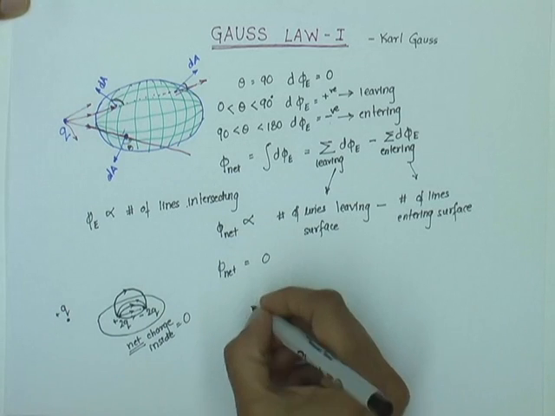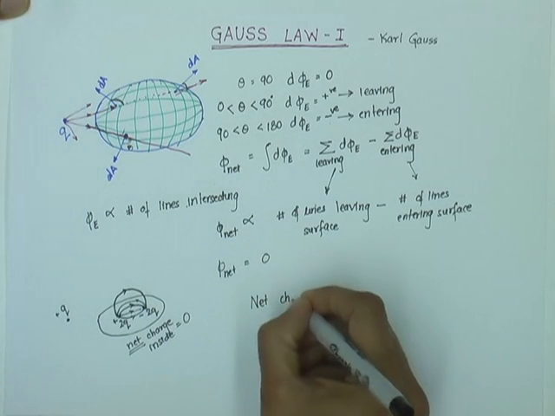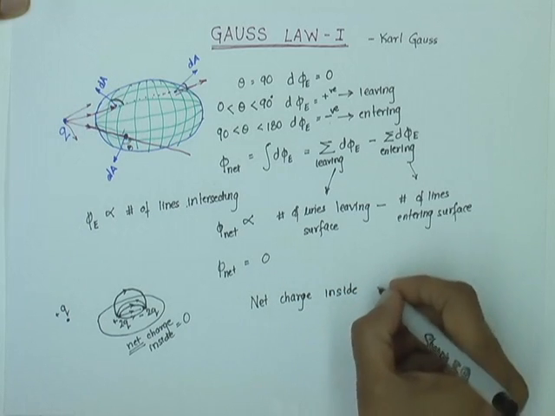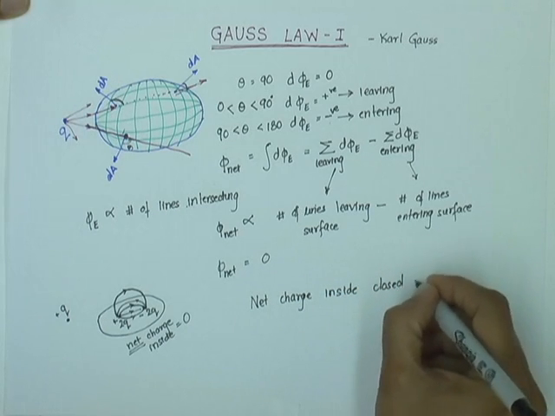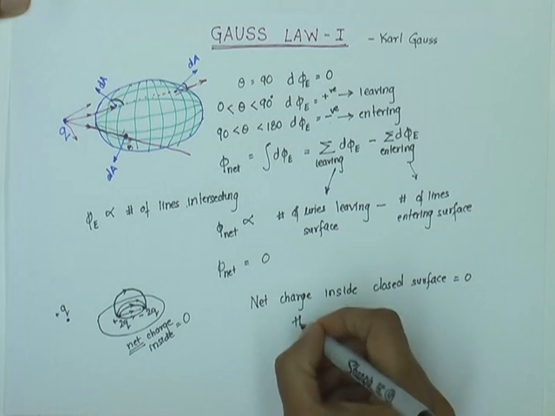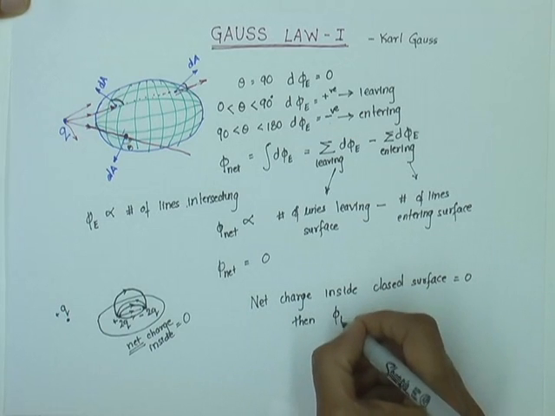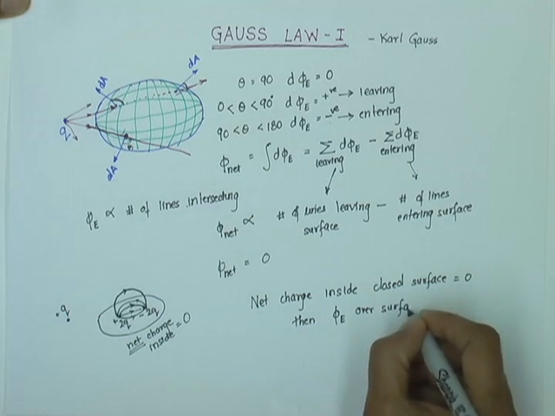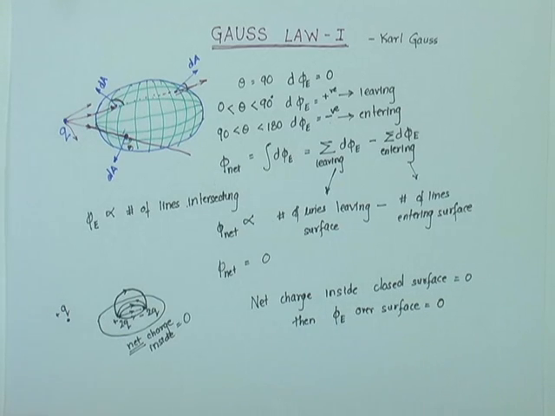And so what we just proved is that if the net charge inside a closed surface is 0, the phi E over the surface is also equal to 0. Closed is important, net is important. This is one part of the Gauss law. The second part of the Gauss law will deal with what happens when we have a net charge inside the surface, and that we'll look into in the next video.